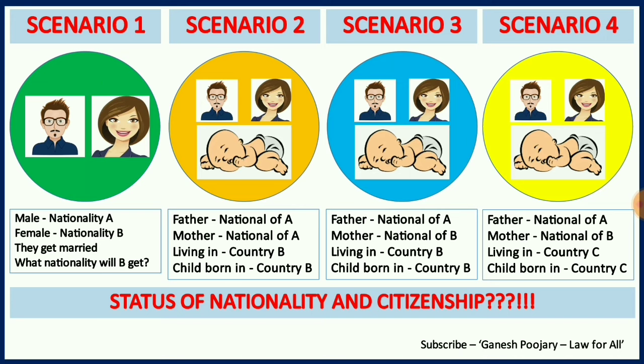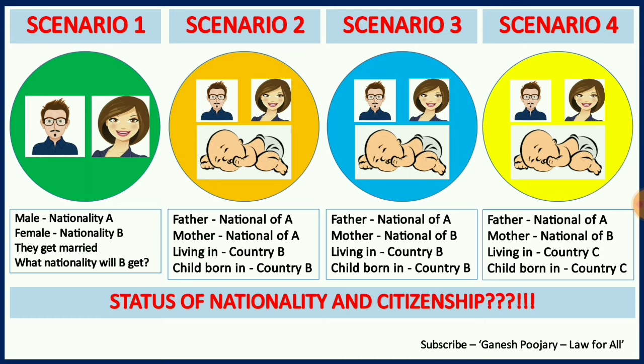In scenario 2, a father is having nationality A, mother is having nationality A, but when they are living in country B, they get a child. Now the child will get whether nationality A or nationality B. That is the question in scenario 2. In scenario 3, there is a father who is coming from nation A and mother is from nation B, and they are living in the mother's nation and they get a child. Now whether the child will get the nationality of the father or mother because they are staying in the mother's country, or how exactly we have to see, that is the permutation combination we have to understand in scenario 3.